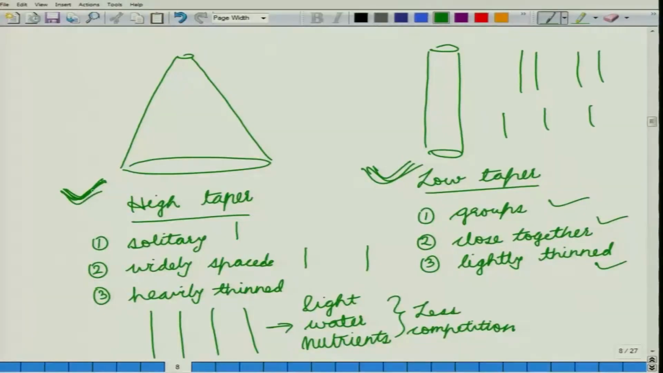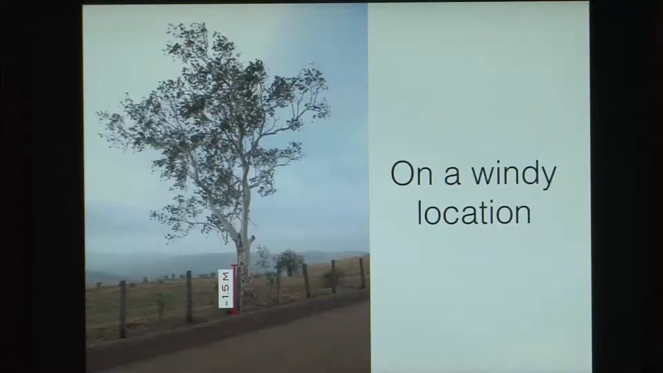So, when we say that this tree has a high taper, it is either solitary or widely spaced or heavily thinned. Looking back at the image, this is a solitary tree, which is why it has a very high amount of taper. Now, how do we explain these differences in tree forms? These differences are explained by the theories of tree form that we shall look into soon.